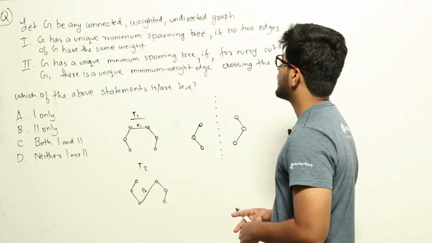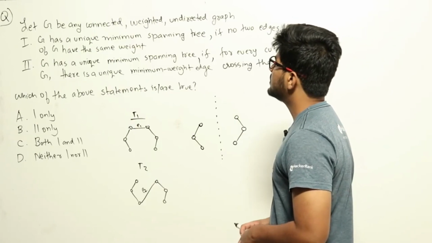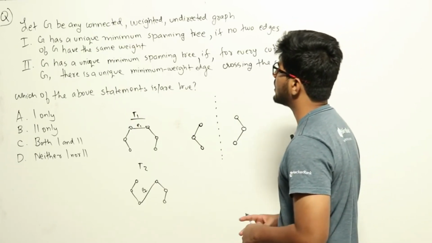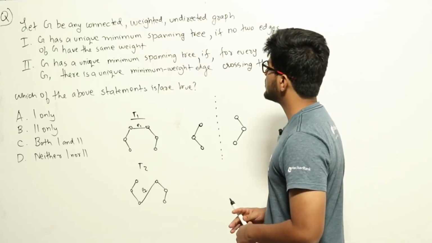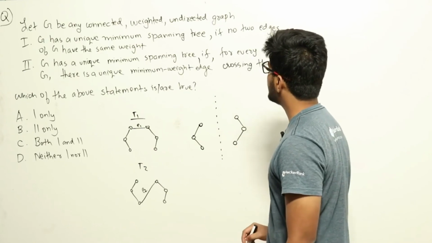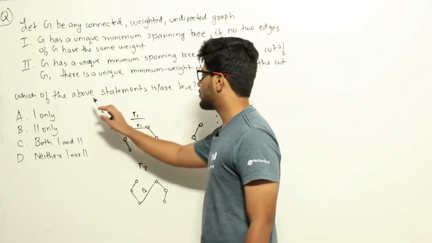Let G be any connected, weighted, undirected graph. Two statements. Statement 1, G has a unique minimum spanning tree if no two edges of G have the same weight. Statement 2, G has a unique minimum spanning tree if for every cut of G there is a unique minimum weight edge crossing the cut. Which of the above statements is or are true?